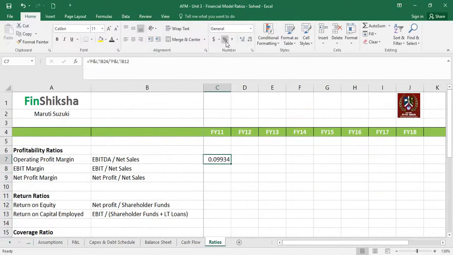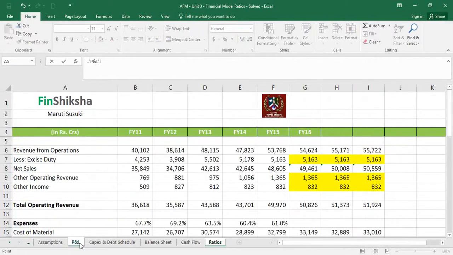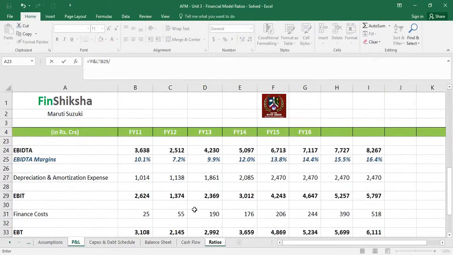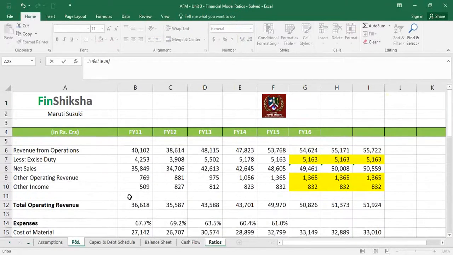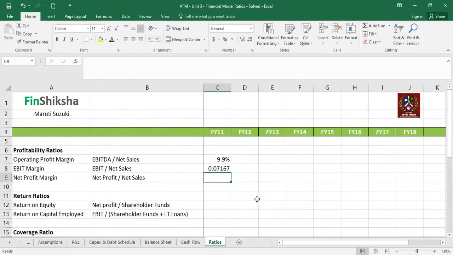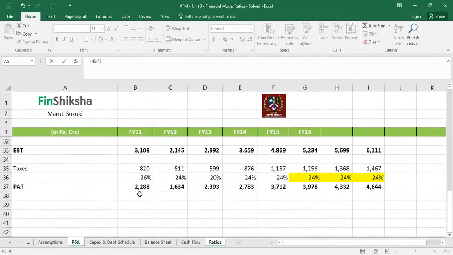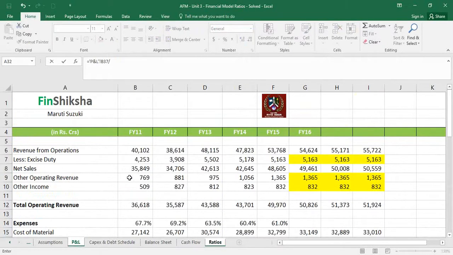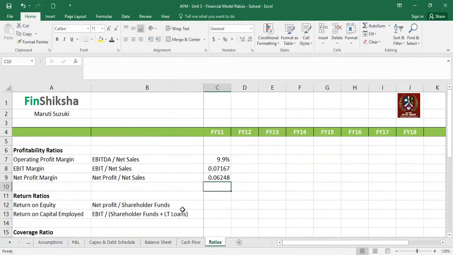We need to convert this to percentages and put it here. Similarly, EBIT is also available there. So I can go to my profit and loss account, look at the EBIT that's available here and divide it by the total operating revenue number, and we get a number there. And similarly, my final net profit number is available on the P&L. So I can go to the P&L, look at the net profit number and divide that by the total operating revenue number.